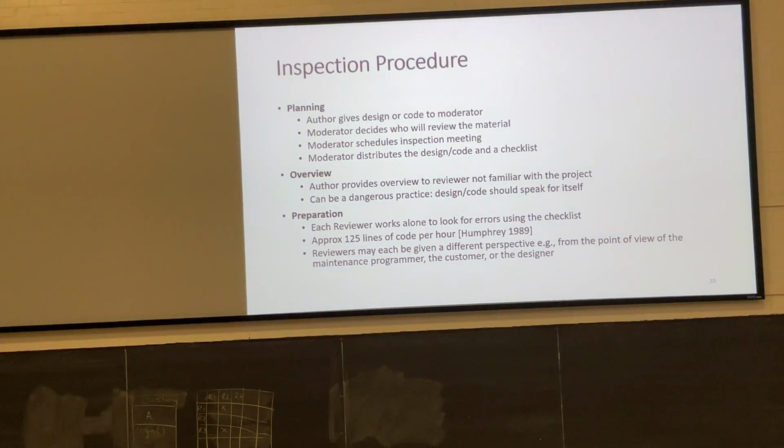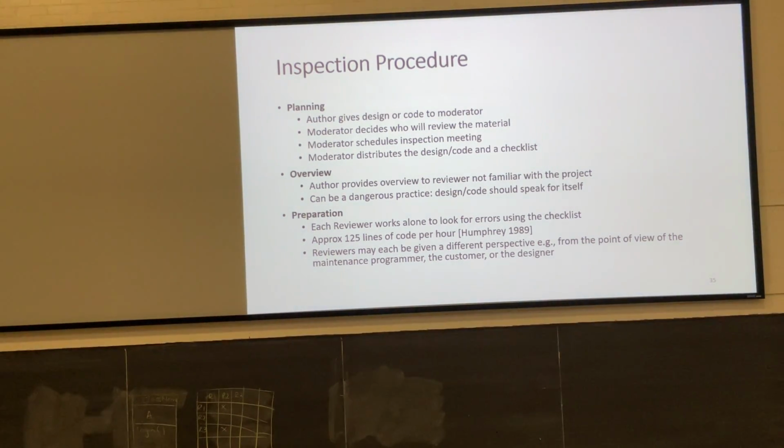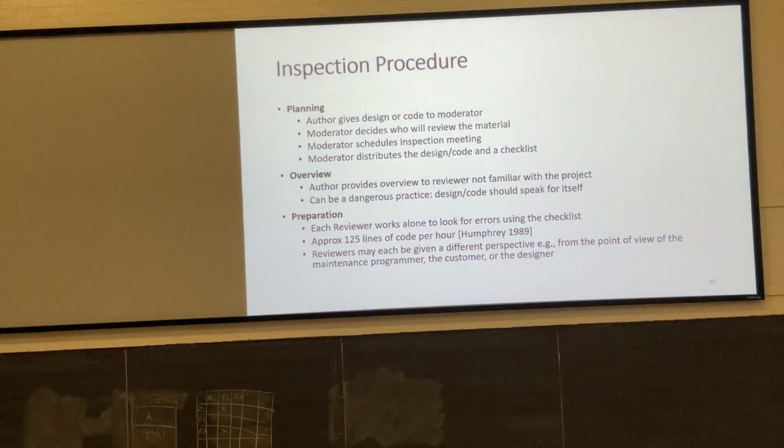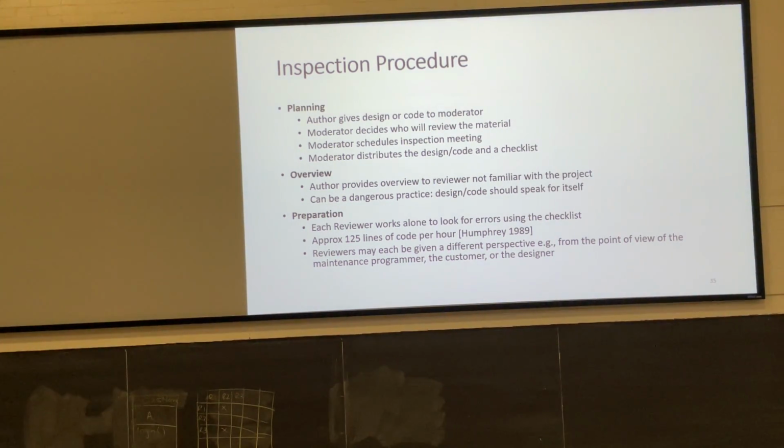So the moderator is going to tell you, okay, this is the piece of code that needs to be reviewed. They're also going to give you the checklist. Normally that next step should not be required because your code or your design should speak for itself. If you as the author have to come and explain your code and your design, that's probably not a good sign. It's probably not very good quality of code, or the design is not very intuitive. But if needed, the author may provide some context, some overview to the reviewers.